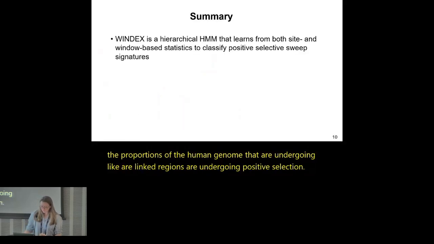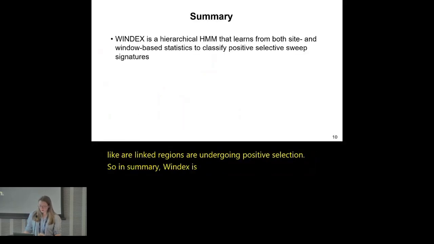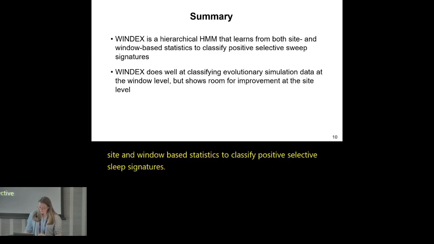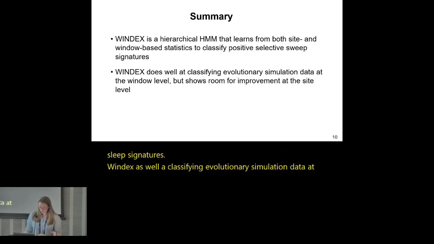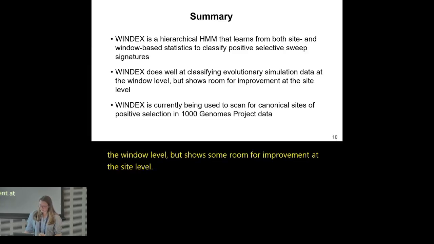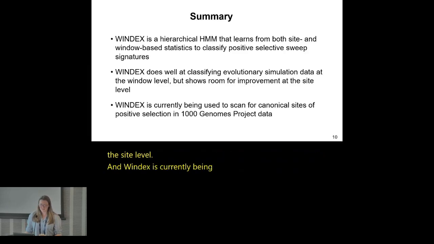So in summary, WINDEX is a hierarchical HMM that learns from both site and window-based statistics to classify positive selective sweep signatures. WINDEX does well at classifying evolutionary simulation data at the window level, but shows some room for improvement at the site level. And WINDEX is currently being used to scan for canonical sites of positive selection in 1,000 Genomes Project data.